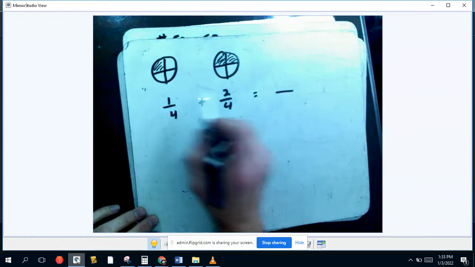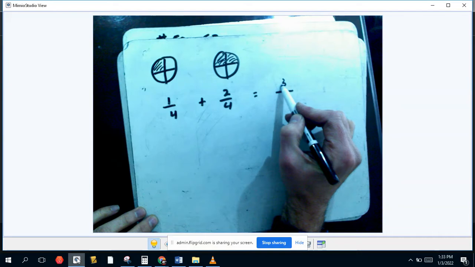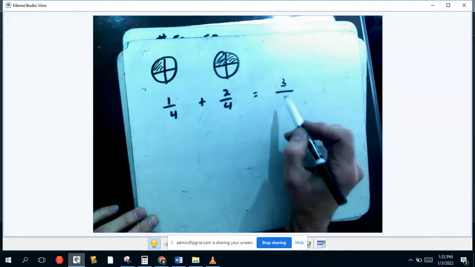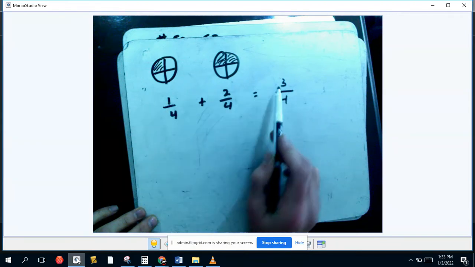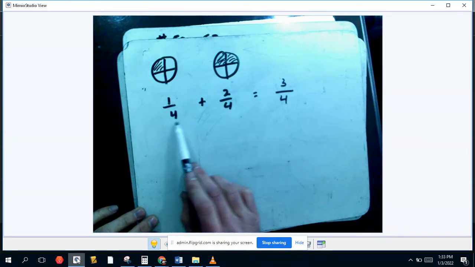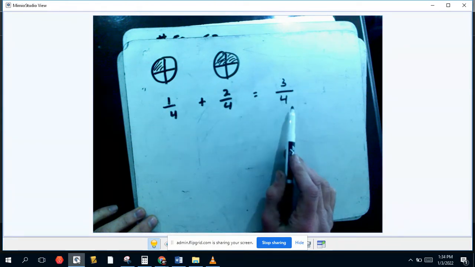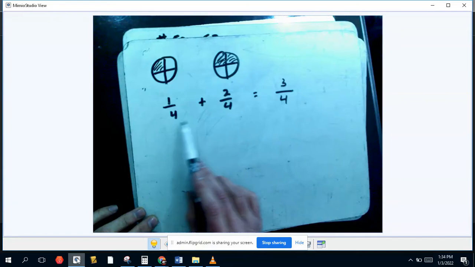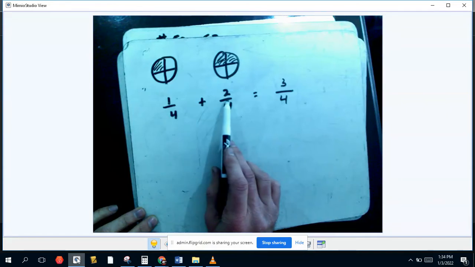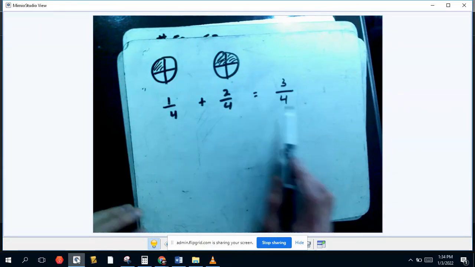I have 1, 2, 3. I have three what? I have 3/4. Okay, so the numerator literally means to number. Denominator is kind of like denomination. It tells you what sized piece you have.